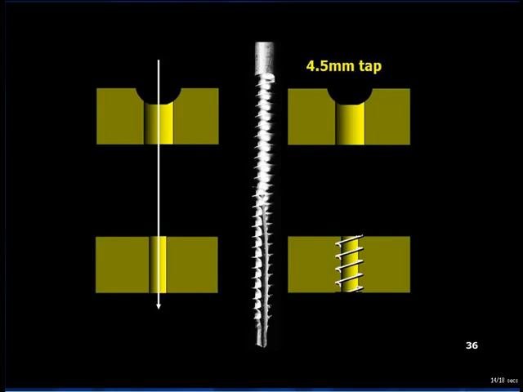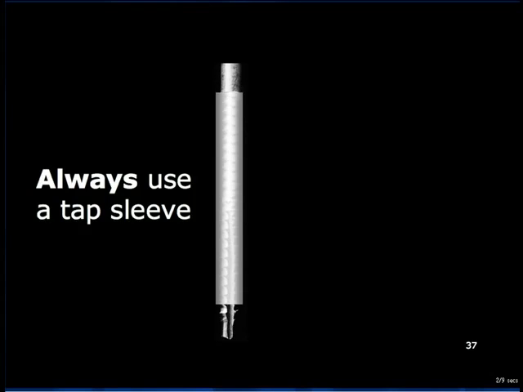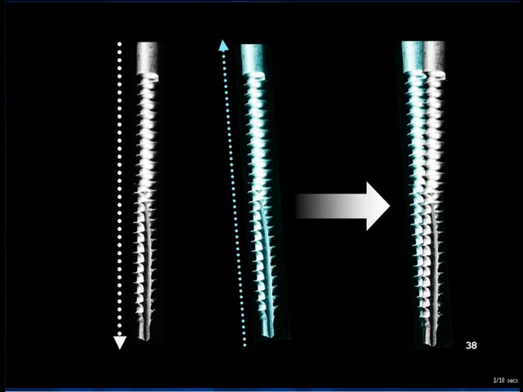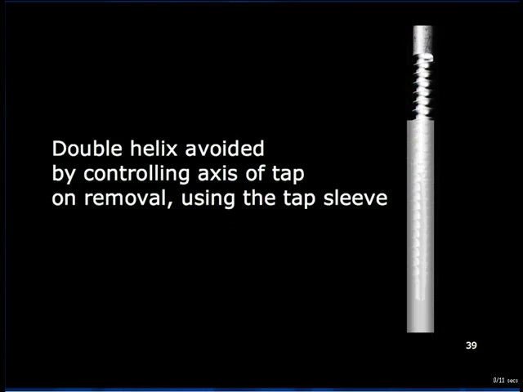The tap must never be used in a power tool. The tap should only ever be used through a tap sleeve. Not only does this protect the soft tissues, but it controls the alignment of the tap. The tap can cut a thread as it is withdrawn as well as when inserted. Therefore, if the tap is slightly angled as it is withdrawn, it will cut a second female helix and damage the thread that it cut on insertion. This can compromise the screw hold. Such a double helix is avoided by controlling the axis of the tap carefully, using the tap sleeve as the tap is gently unscrewed from the pilot hole.